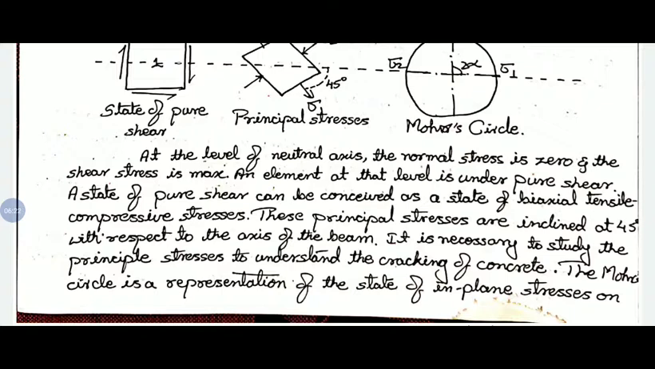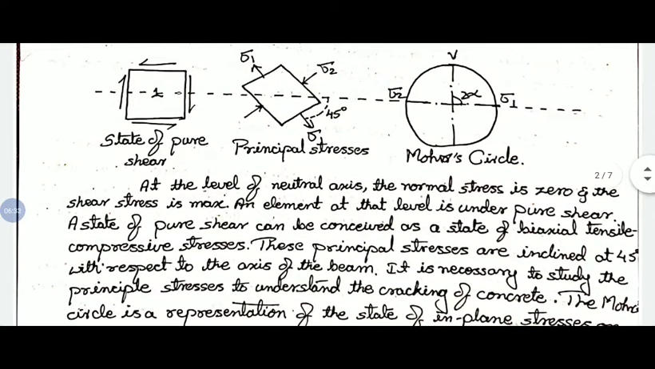It will have biaxial tensile and compressive stresses. In one axis it will be under tension and in the other axis it will be under compression. In the figure you can observe sigma 1 will be tensile stress and sigma 2 will be compressive stress. These principal stresses are inclined at 45 degrees with respect to the axis of the beam, that is the neutral axis of the beam. We need to study the behavior of sigma 1 and sigma 2 to understand the cracking of concrete.